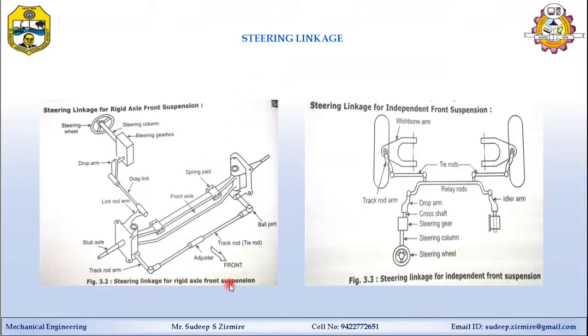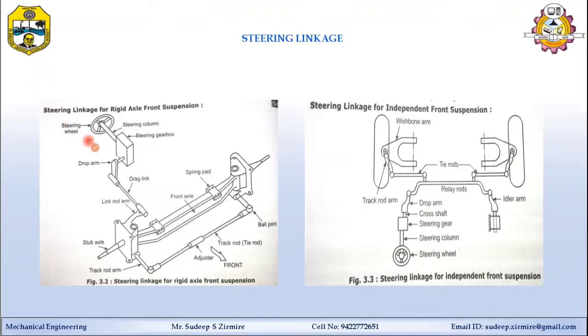First is the steering linkage for rigid axle front suspension. It is generally used in buses, trucks, or heavy vehicles. And the second type is the steering linkage for the independent front suspension, used for independent suspension vehicles like cars and jeeps. So we'll see here the difference between these two. You can see this schematic diagram here.